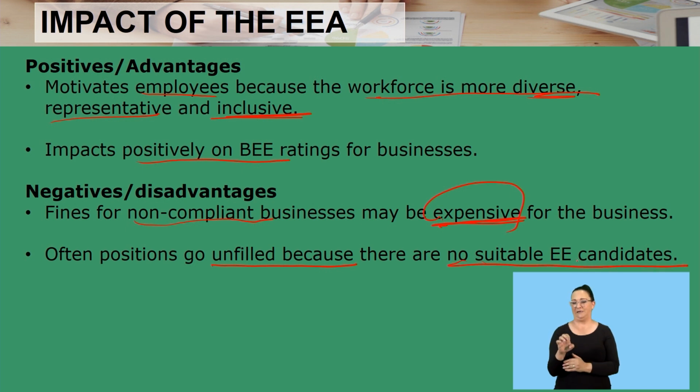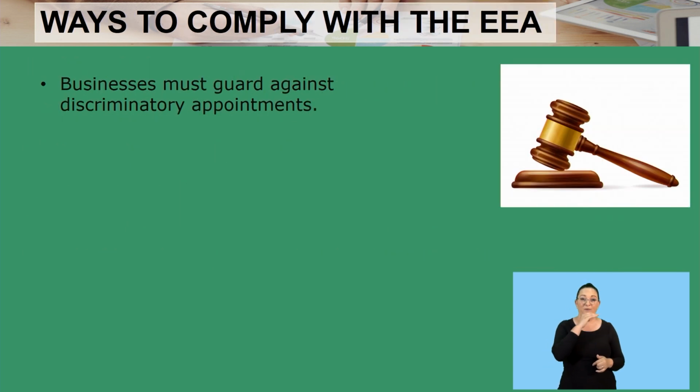Right. Often positions go unfilled because there are no suitable EE candidates. Remember, who are these EE candidates? We are talking about your previously disadvantaged individuals. Who are these previously disadvantaged individuals? We are talking about the black people here. We are talking about people with disability. We are talking about women.